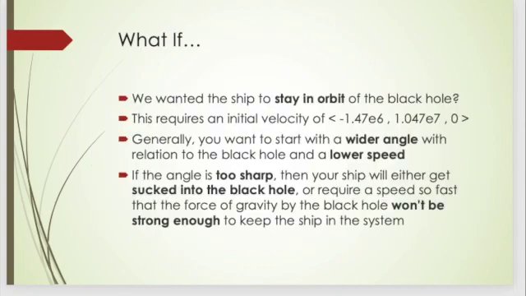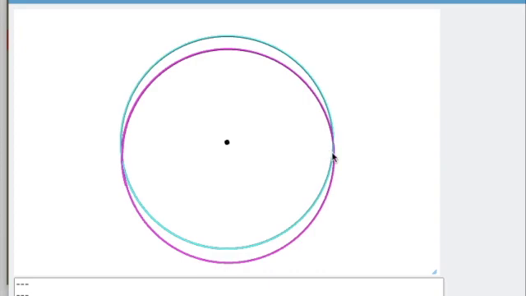Now let's say for the second part of this lab that instead of having the rocket ship shoot out of the system, we wanted it to stay in orbit of the black hole. This would require a different initial velocity from the ship, and this is what I discovered it to be. I noted that generally you want to start with a wider angle in relation to the black hole and at a lower speed. If you can remember what it looked like the first time through, the pink trajectory just shot right around, narrowly avoiding the black hole off into this direction.